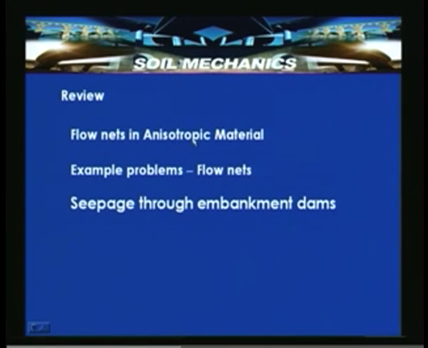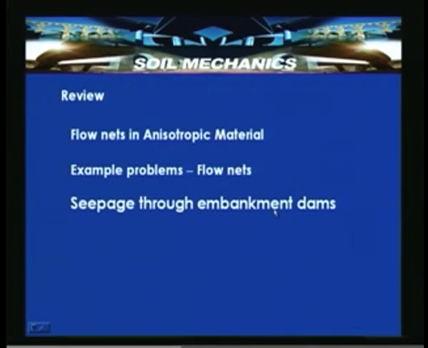In the previous class we understood the flow net construction in anisotropic material, and we also solved some example problems by considering the anisotropic nature of the soil in horizontal and vertical directions. That means we considered the permeability to be unequal in horizontal and vertical directions, and then we got a transformed section by plotting to a scale with the variation of kx and ky. We also saw the seepage through embankment dams, which is an example of an unconfined seepage.